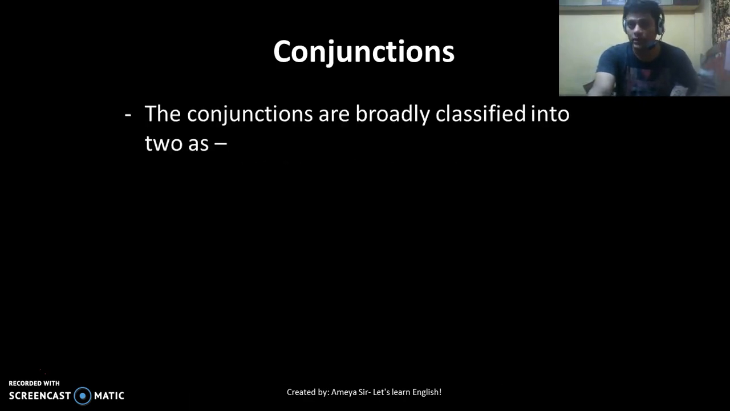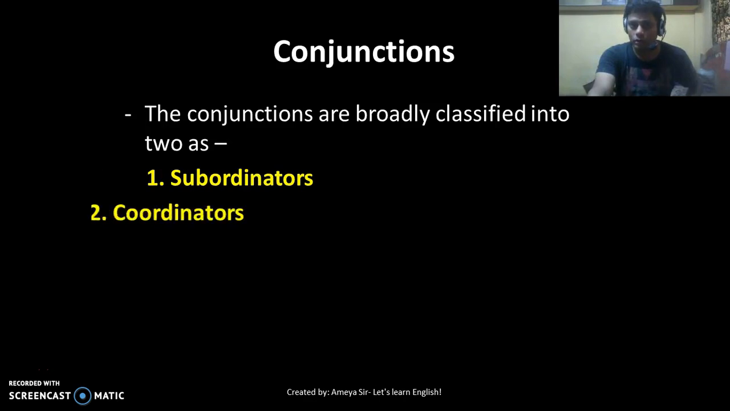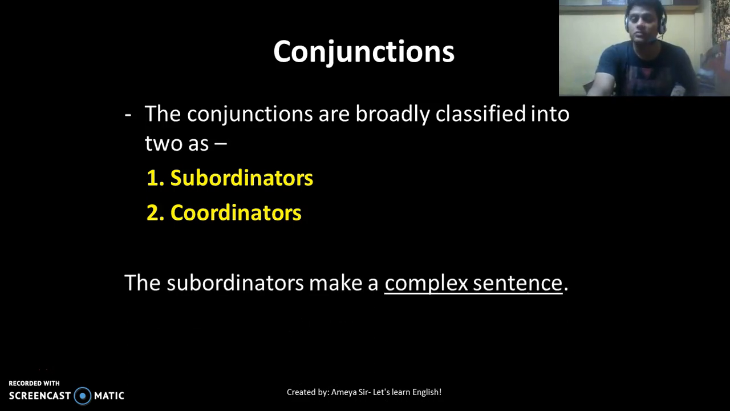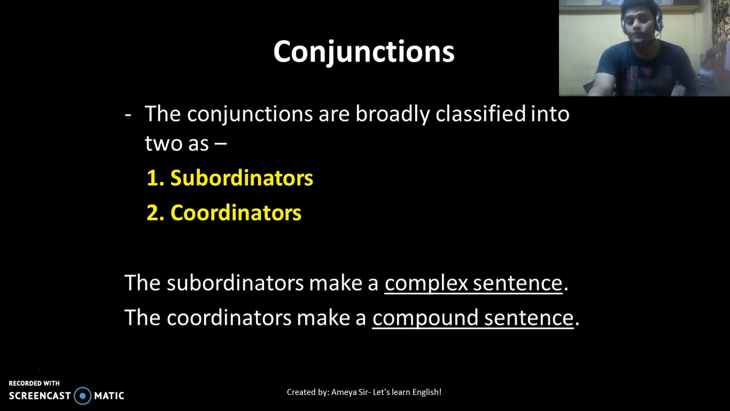Conjunctions can be broadly classified into two: one, subordinators, two, coordinators. They both are conjunctions, but they do different roles. That's why there is this distinction. The subordinators make a complex sentence. The coordinators make a compound sentence. Let's do that one more time. The subordinators will help you make a complex sentence. The coordinators will help you make a compound sentence.